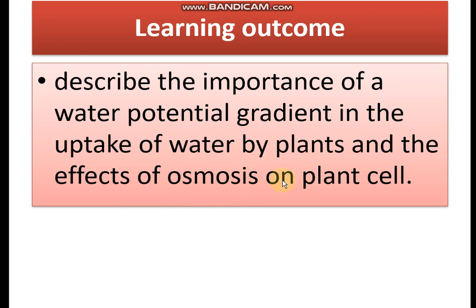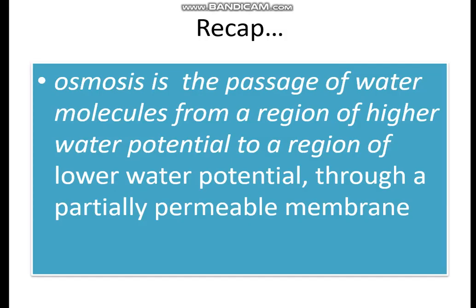Now, before going into the details of today's topic, let's have a quick recap of the previous topic, which was osmosis. How can we define osmosis? Osmosis is the movement or passage of water molecules from the region of higher water potential to the region of lower water potential, that is, down the water potential gradient, through a partially permeable membrane.